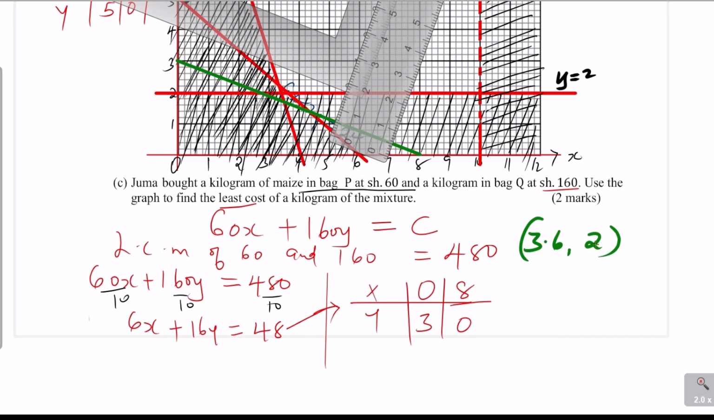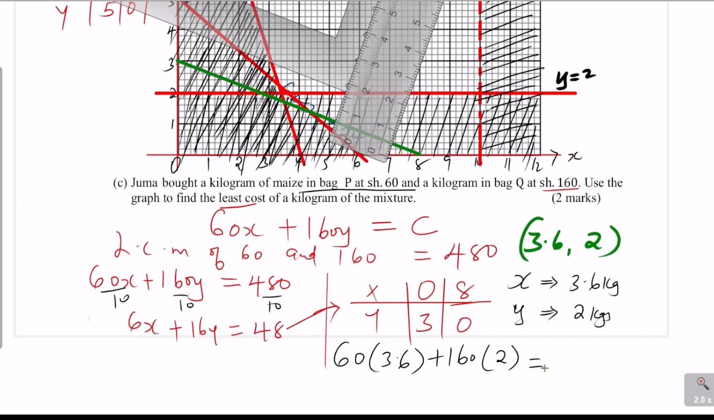So this is what is going to give us the minimum value. That means x kgs, that is 3.6 kgs of bag P, and y kgs will be 2 kgs. So to get the minimum cost, we substitute into 60x plus 160y: 60 times 3.6 plus 160 times 2, and this is what is going to give us the minimum cost.